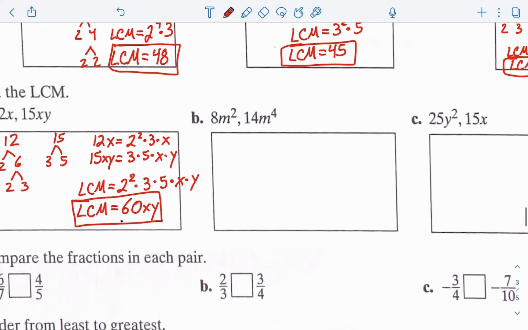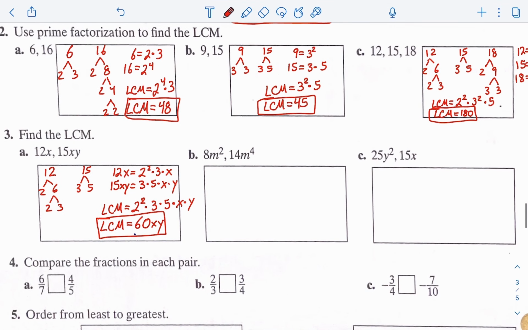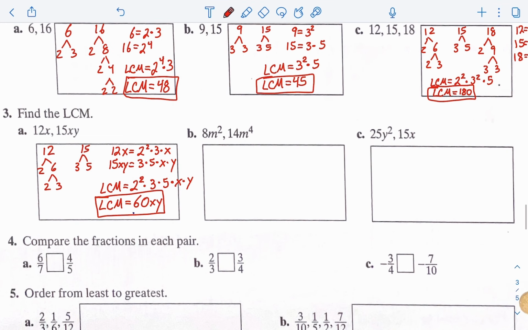Okay, you have 2 more that you're going to try on your own, so go ahead and pause your video, and then we'll do those together.